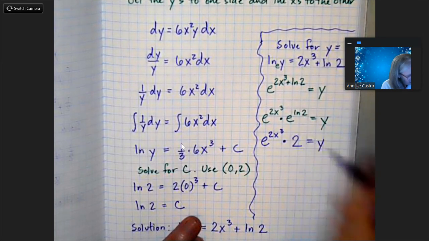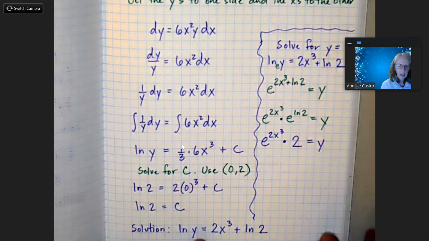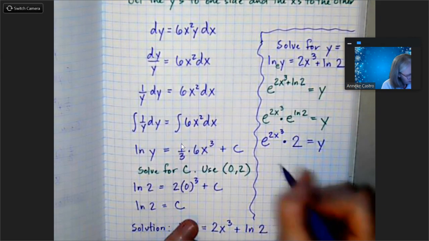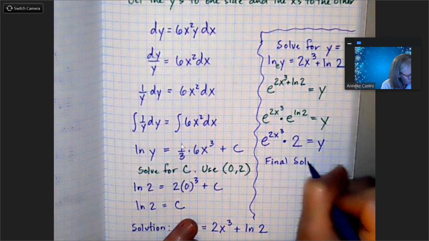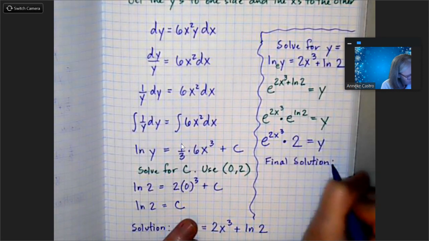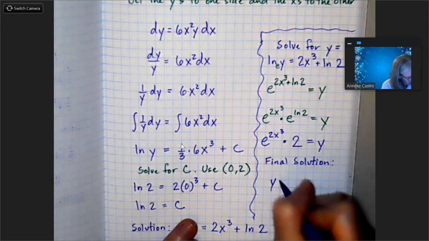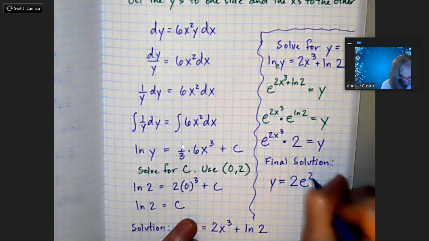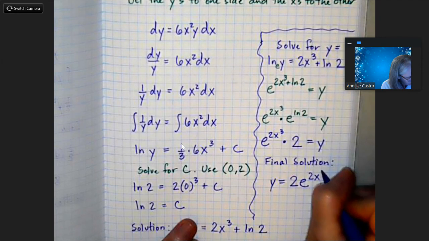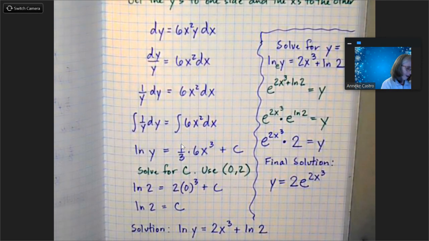It's equal to y. So let's flip this around, put it in a more natural order. So my final solution, written all beautiful, as good as we can get it, is going to be y equals 2 times e to the 2x cubed. Ta-da! All right, so that is that.